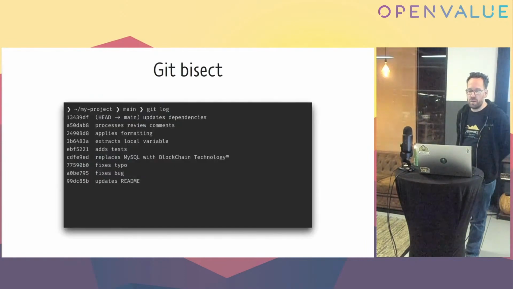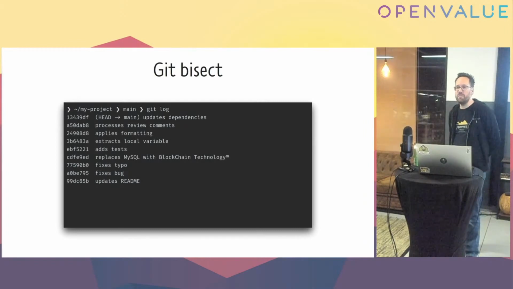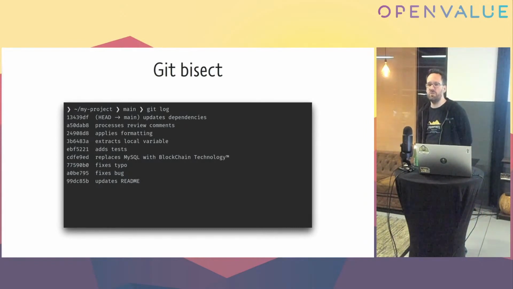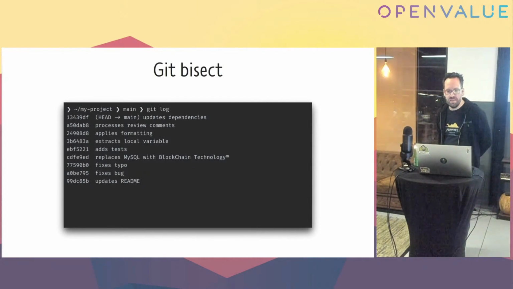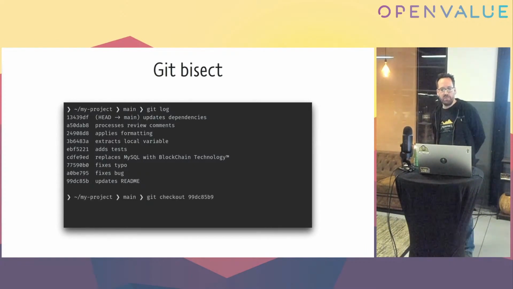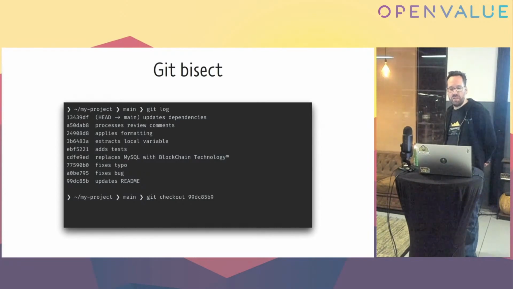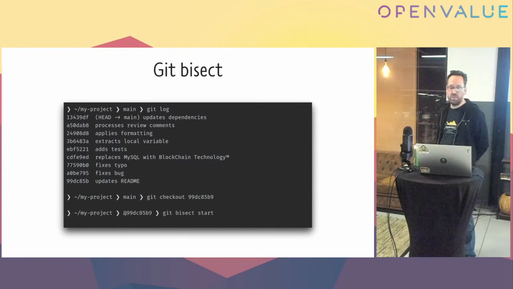So what does that look like in practice? Let's say that this is our list of commits. Maybe somebody can guess where the bug was introduced. Hey, you don't know. So what we do first is we check out the first commit where the project started, basically, with this hash, and you tell git bisect to start.